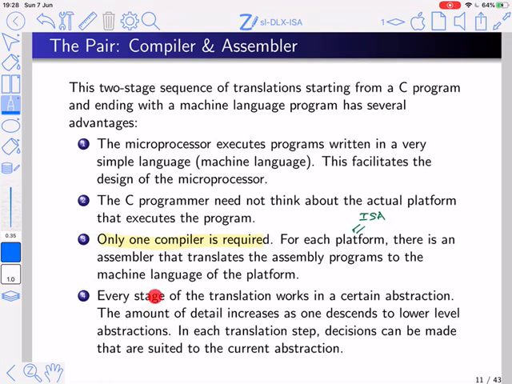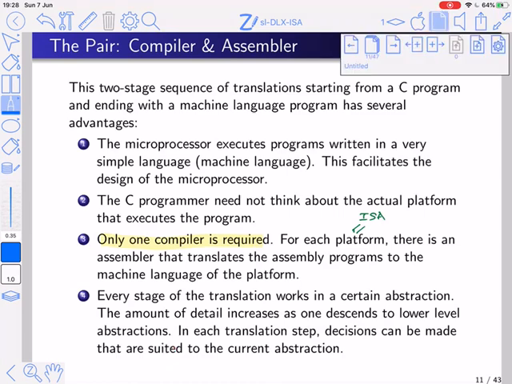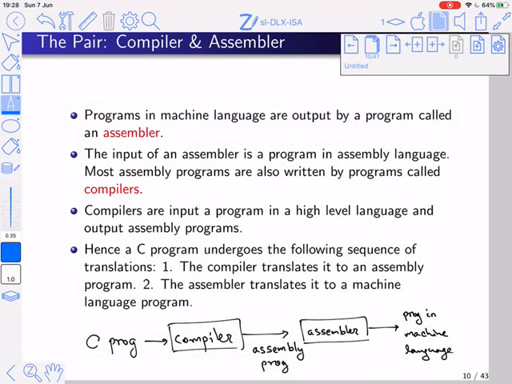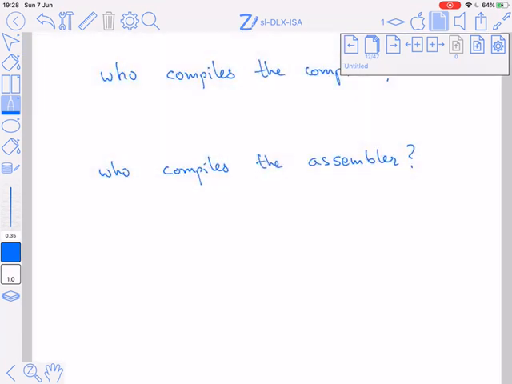Every stage of this translation works in a certain abstraction. The amount of detail increases as one descends to a lower level abstraction. In each translation step, decisions can be made that are suited to the current abstraction. Okay? So this is important, that we partition the task into parts which are small and well defined, so that fulfilling this task is not too hard.